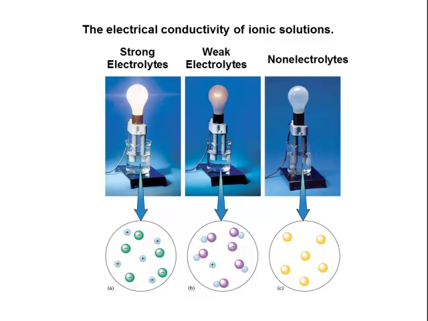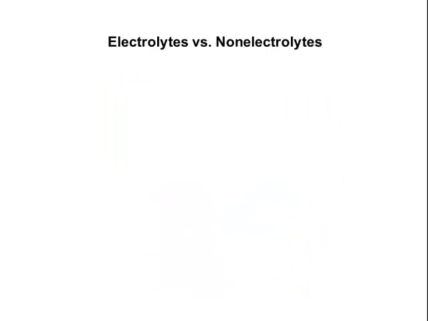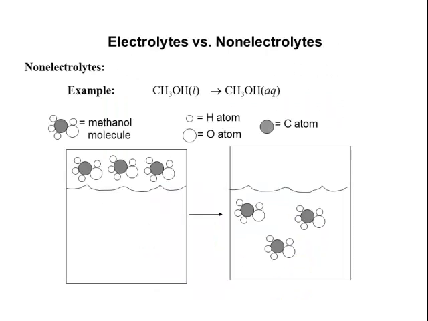So solubility affects our definition of what's a strong electrolyte, weak electrolyte, and non-electrolyte. We talked about strong electrolytes forming ions in solution, weak electrolytes forming a few ions in solution, and non-electrolytes not forming any ions in solution. Let's start with non-electrolyte here. If I take methanol, CH3OH, in its liquid form, it'll dissolve in water to form CH3OH aqueous. If I take 3 molecules of that methanol and dissolve it in water, you notice inside the water I still have 3 molecules of methanol. That's what makes it a non-electrolyte.